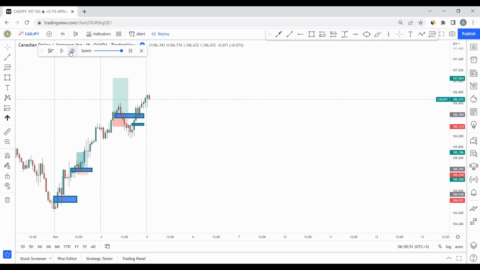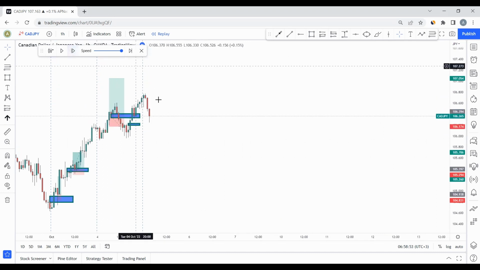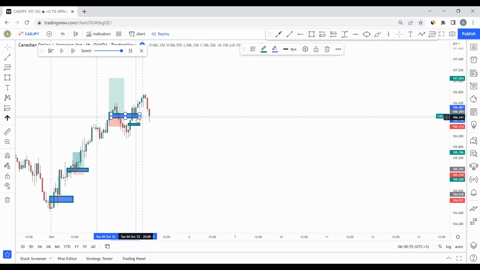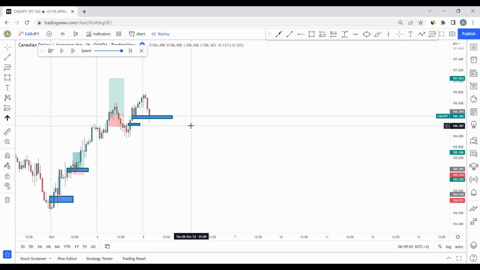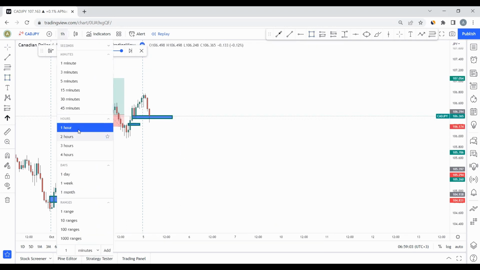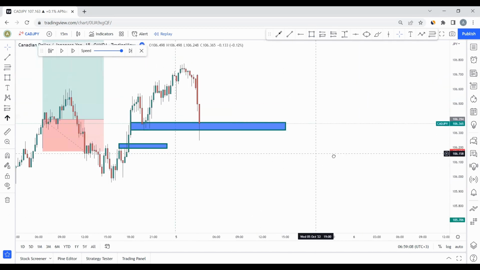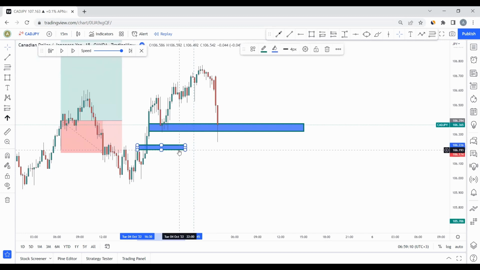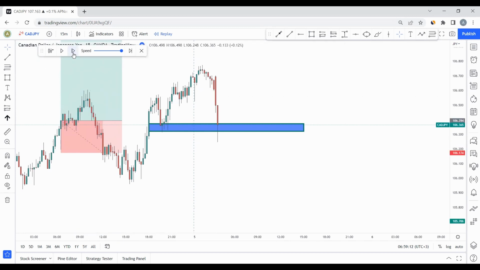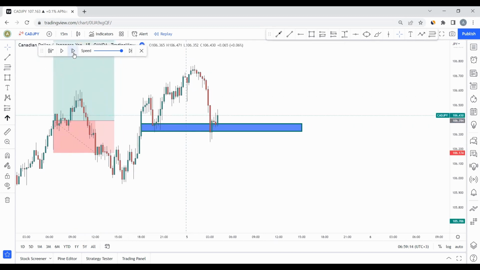So on 5th, let's try to identify a structure. On 5th, we see a market attempting to create for us a neckline here. So let's switch to our M15 and see if the moment the market breaks below this neckline here, we are going to look for a trade. Let's see if the market gives us a trade there.